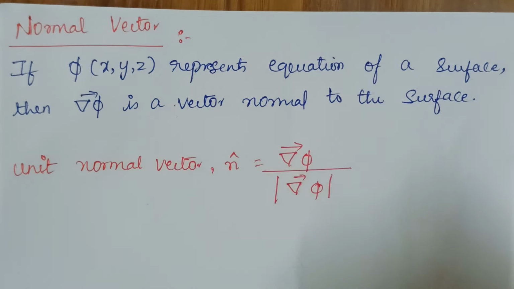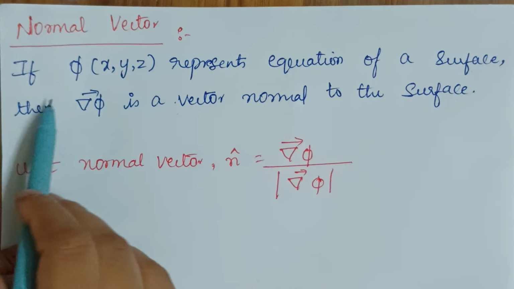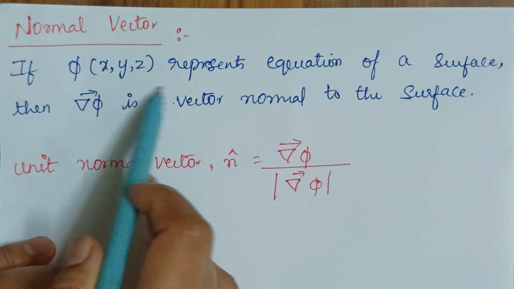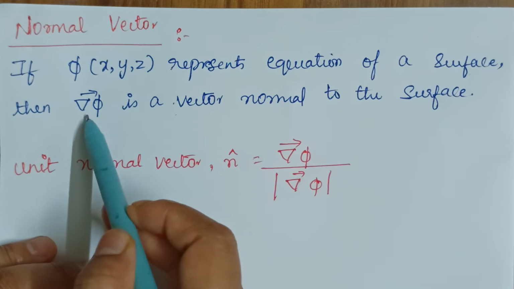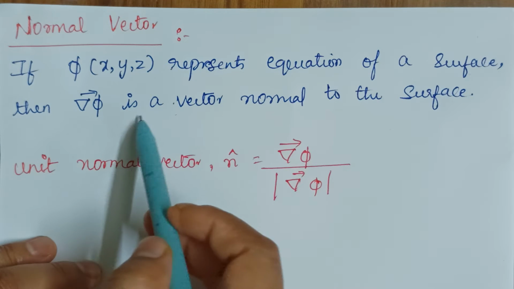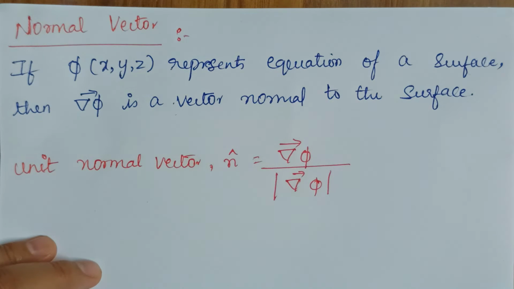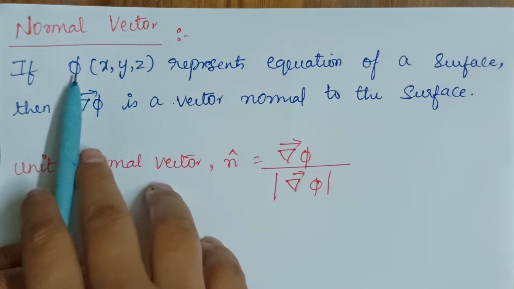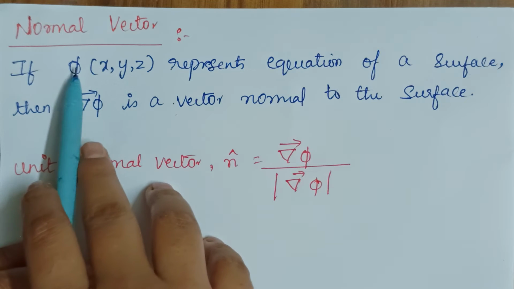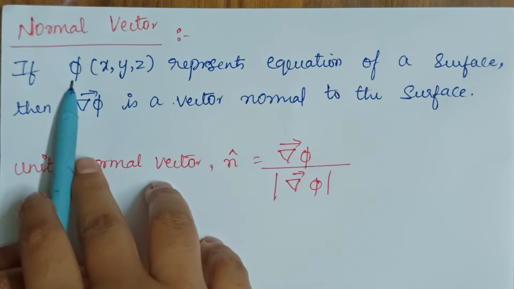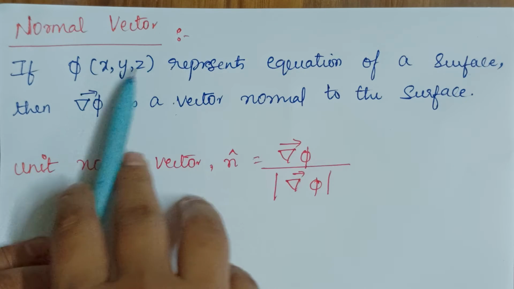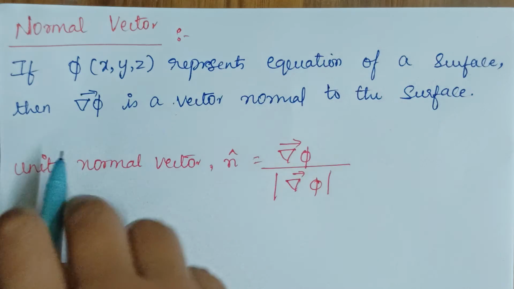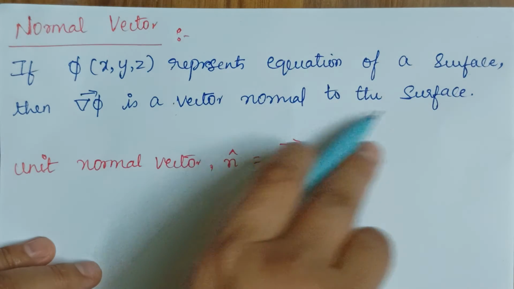In this video, we'll have an exposure to the normal vector. So if phi of x comma y comma z represents the equation of a surface, then vector del phi is a vector normal to the surface. Okay, so it simply means that this is nothing but the gradient of a scalar field, which is represented by phi. So if the gradient of a scalar field of x comma y comma z represents the equation of a surface, then this is going to be the vector normal to the surface.